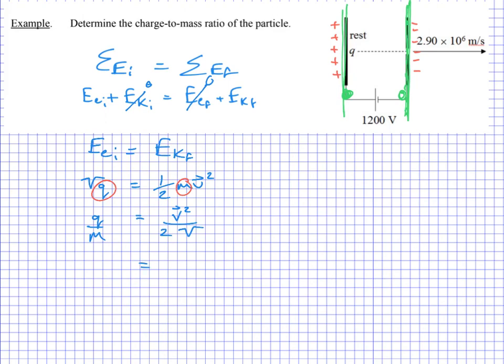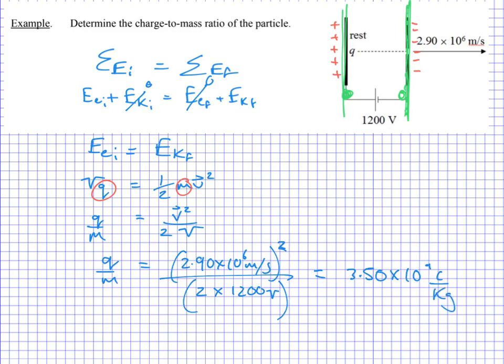So our charge to mass ratio, which we're asked to do in the question, is the speed, which is 2.9 times 10 to the 6 meters per second, that's squared, don't forget to square, divided by 2 times the voltage, which is 1200 volts. And that's going to give us a value of 3.50 times 10 to the 9, and it's charge to mass, which is coulombs to kilograms.